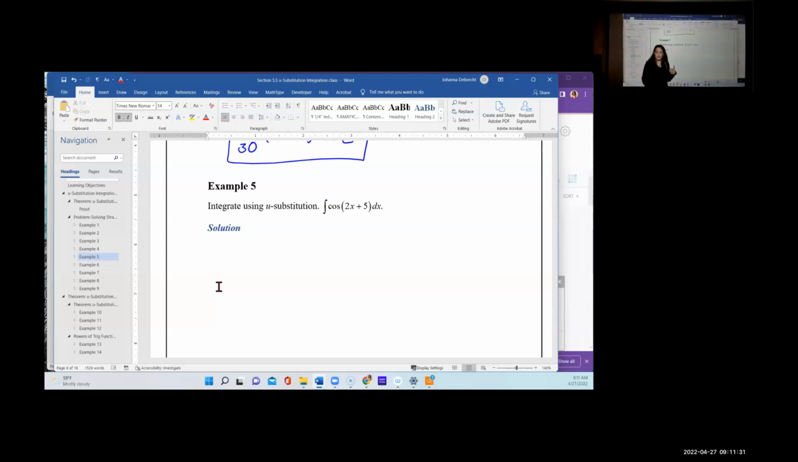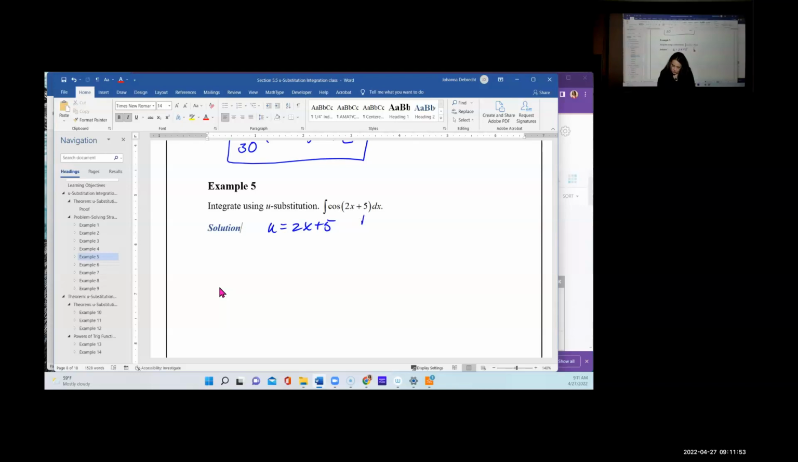Let's hear from Cherie, Aubrey, or Hannon. What is the inside function? What should be u? 2x plus 5. Excellent, 2x plus 5. So u is the inside function of the cosine function.